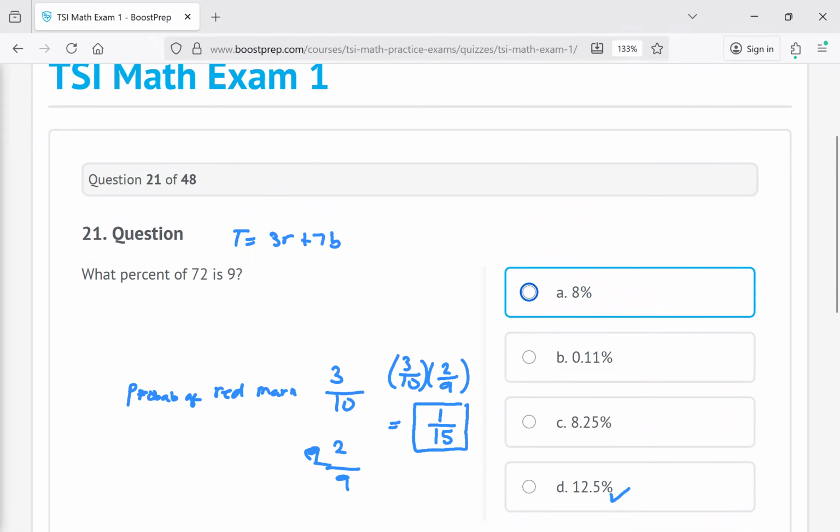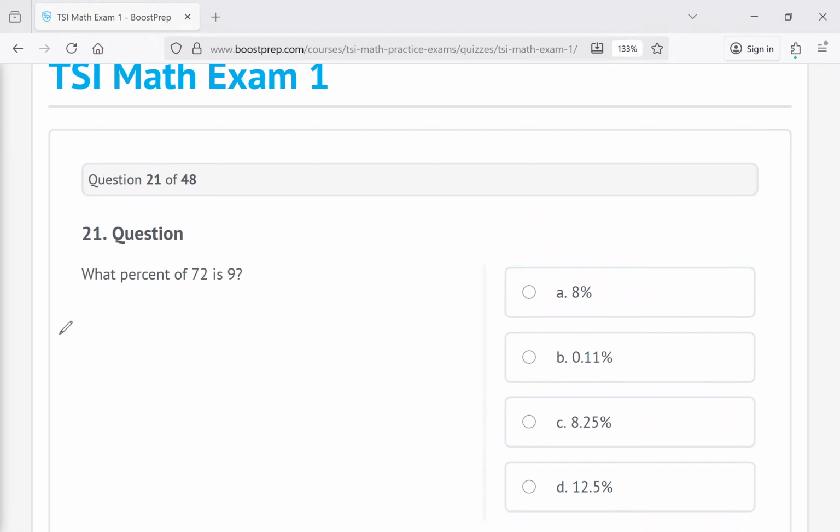Let's move on. So the next question says, what percent of 72 is 9? When you're dealing with a percentage problem, or even any word problem, the word what means your unknown, so we can call that x. And then percent, you can write as over 100 or a decimal. I'm just going to write it as over 100. The word of means multiplication, so I could put parentheses to represent multiplication and then times 72. The word is means equal, and then you have 9.